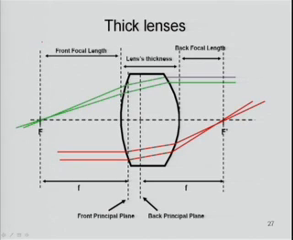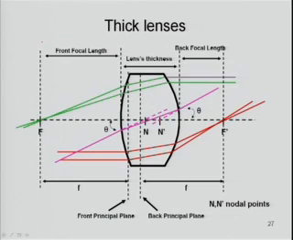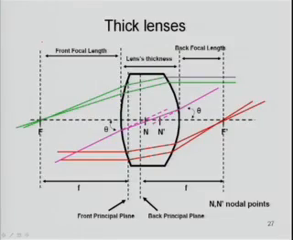There's just an additional thing, which is the notion of nodal points. These points are defined so that an incident beam of light going through the point N with an angle theta will emerge on the other side with the same angle as if it was going through the point N prime. And in the case where the medium on the left is the same as the medium on the right, the nodal point N coincides with the front principal plane, and the second nodal point N prime coincides with the back principal plane.